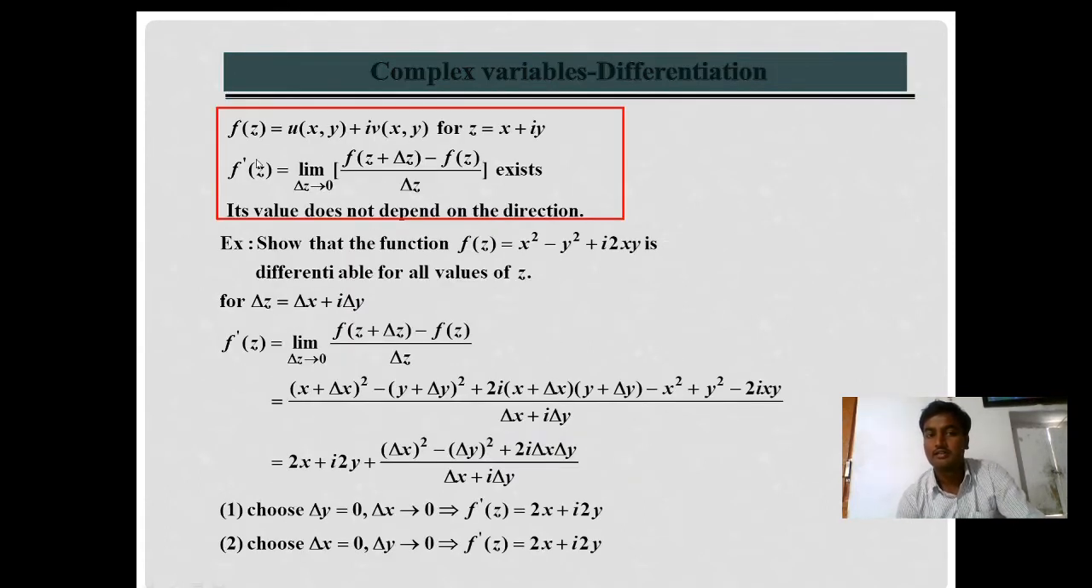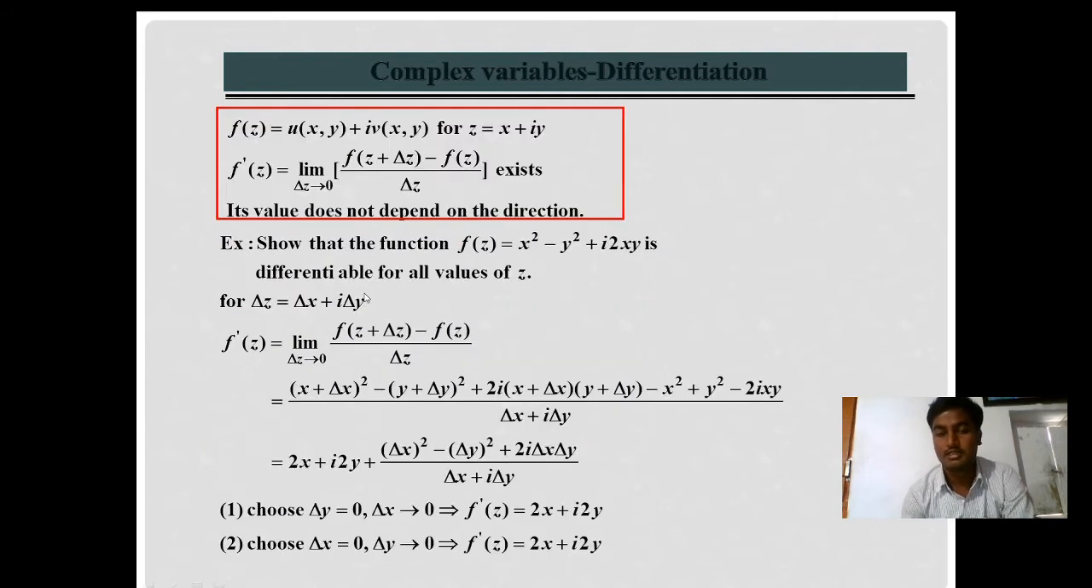See, differentiation. So f of z is u plus iv. Then the derivative f dash of z is limit delta z tends to 0, f of z plus delta z minus f of z by delta z. This is the actual definition, same as in real analysis. Its value does not depend on any direction. In real analysis there is no such case, but in complex analysis, its value does not depend on any direction, right?